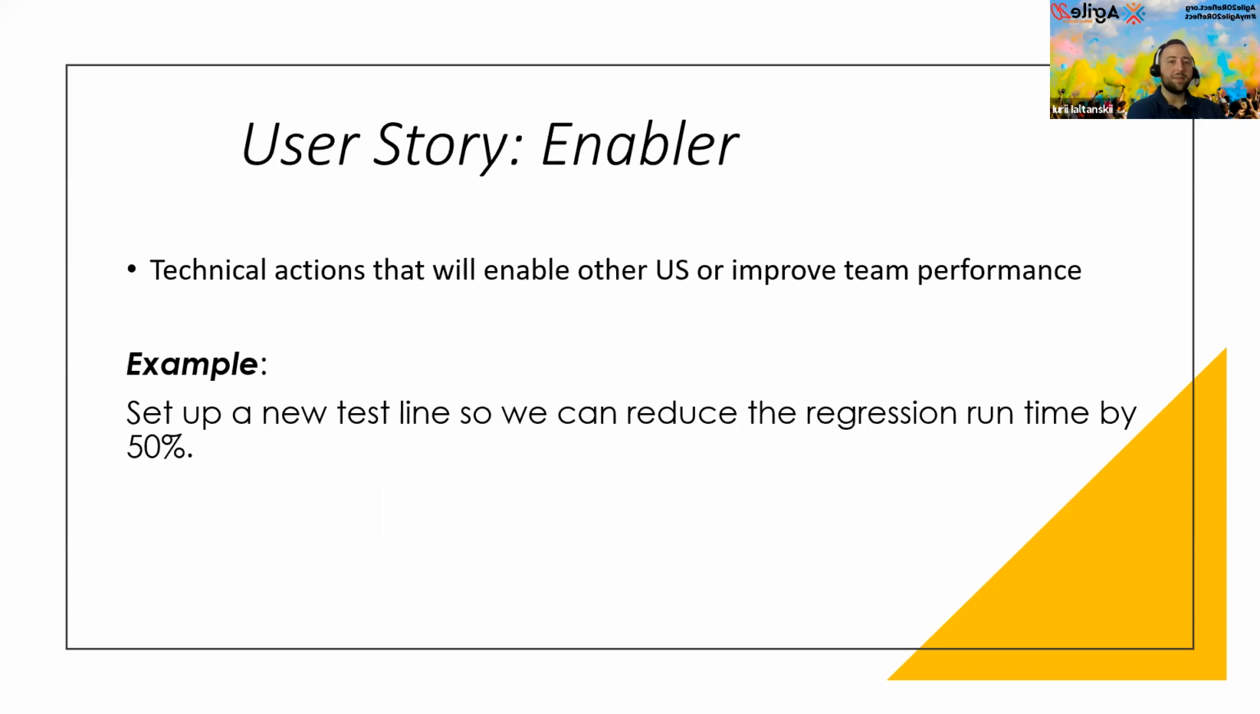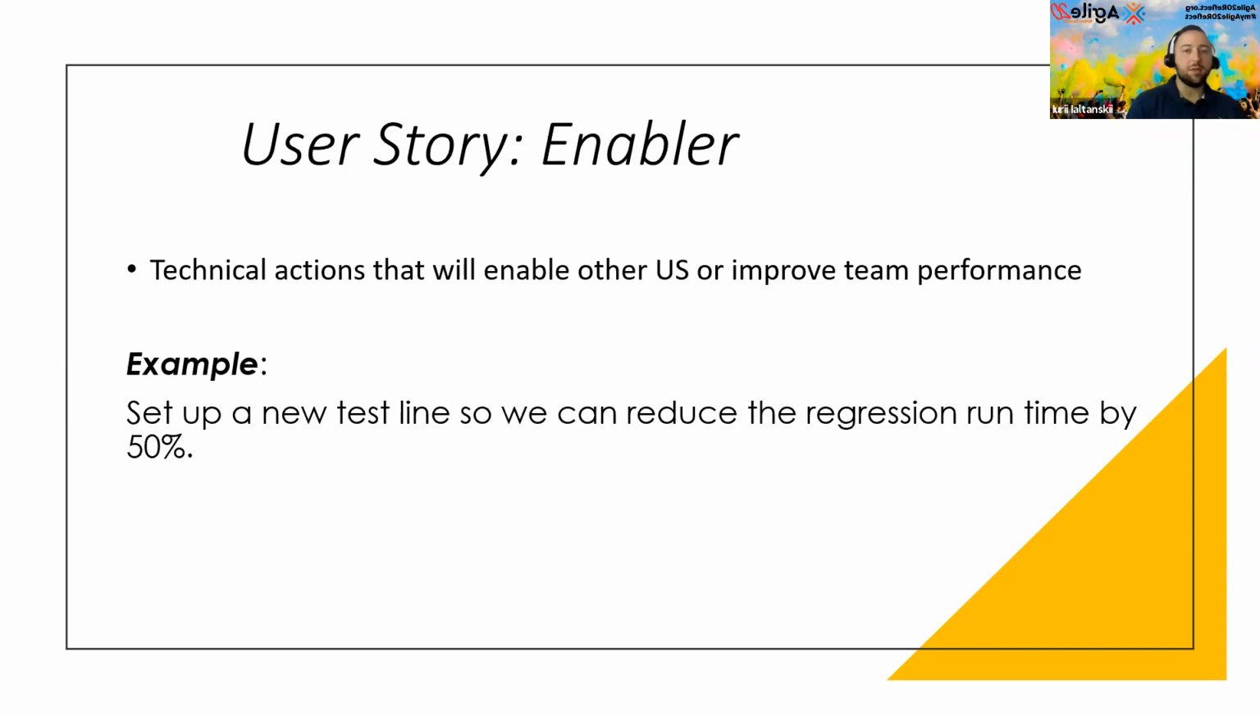The next type is the enabler, right? What is the enabler? In fact, an enabler is all about some technical actions, right? We can treat this story as a dependency. So I will do this story, and after it's complete, we could start another one which depends on it. Let's say we have user story A and user story B. User story B depends on user story A, so we can't start working on user story B until A is complete, right?